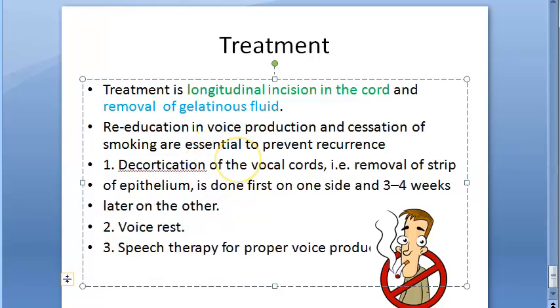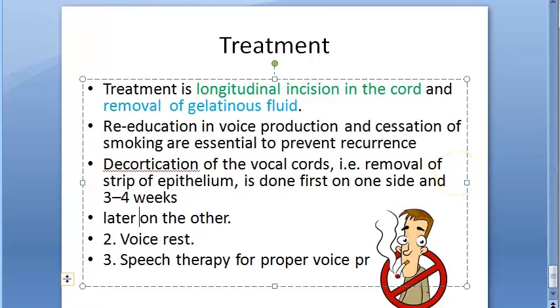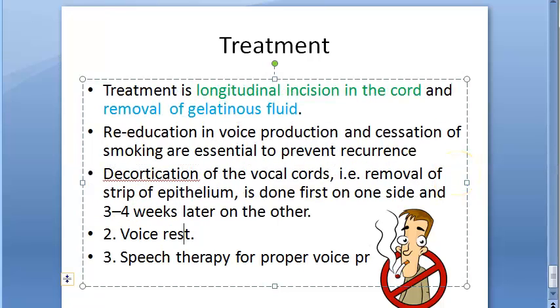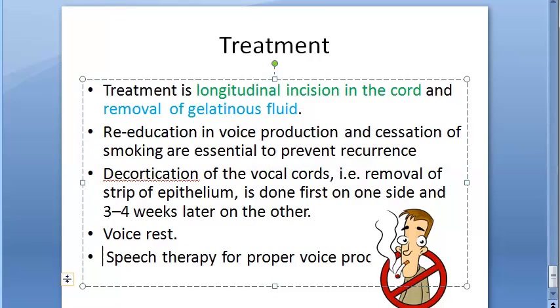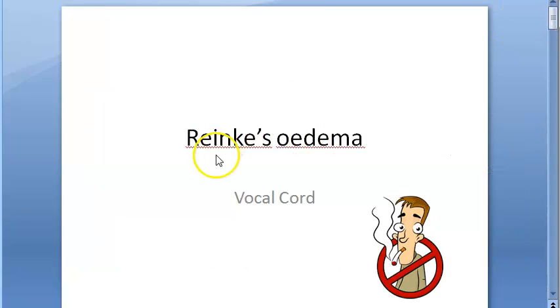What else is there? Decortication of vocal cords, that is removal of strip of epithelium. So this is yet another thing that they have said. Okay. Then rest the voice, speech therapy for proper voice production. So that is about the treatment of this Reinke's edema.